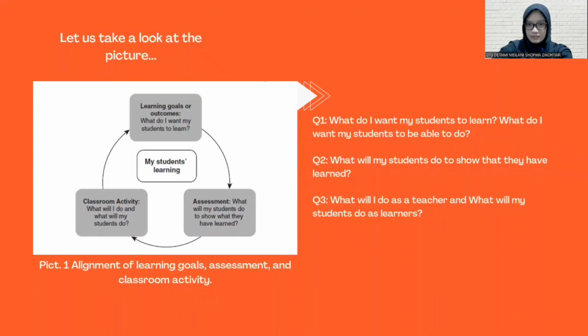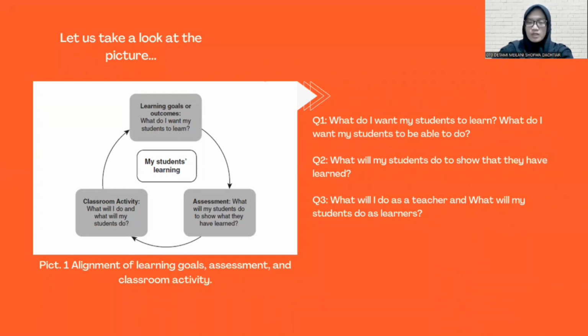Now let's take a look at the picture. This triangle is an alignment of learning goals, assessment, and classroom activity. In the center of this triangle is our students' learning. Now think about what it means for teachers to achieve instructional goals or outcomes through teaching and assessment.